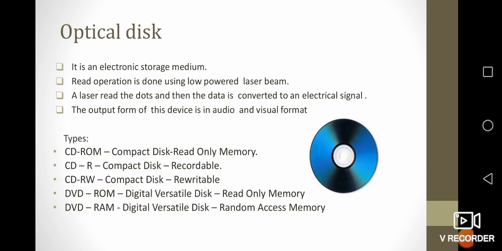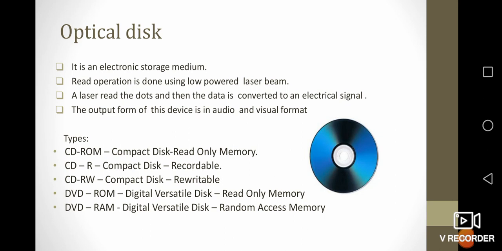Next is optical disk. You must have been very familiar with this. It's a normal CD kind of thing, but there are various formats of it. It has an electronic storage medium. The read operation is done using a laser beam. It can read the dots and the data can be converted into an electrical signal. The output can be either in the form of audio or video. You can store the data and you can retrieve the data.